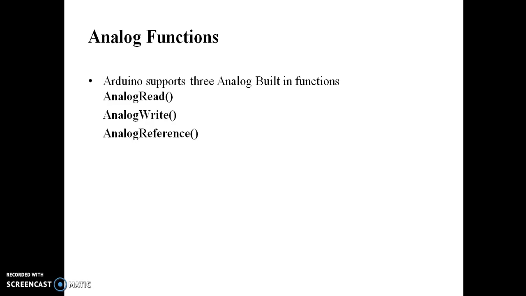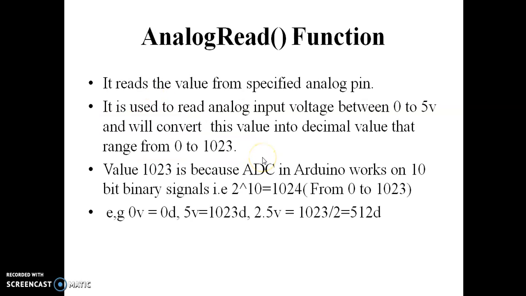Now we see the different analog functions. We know that Arduino Atmega 328P has 3 analog inbuilt functions. These are analogRead, analogWrite, analogReference. First we will see about the analogRead function. The analogRead function is an analog input function.